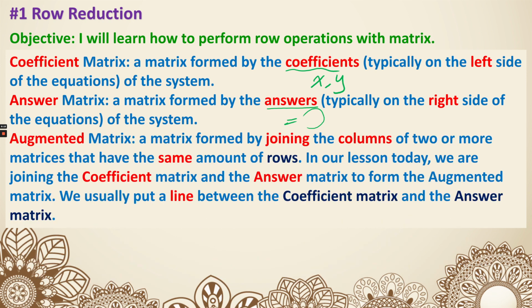That's where we have augmented matrix. That's a fancy word of saying an add-on. It's a matrix formed by joining the columns of 2 or more matrices that have the same amount of rows. And since both the coefficient and answer matrix will come from equations that we have, however many equations we have, however many rows we may have, then we will have this augmented matrix. In our lesson today, we're joining the coefficient matrix and the answer matrix to form the augmented matrix, and we usually put a line between them.